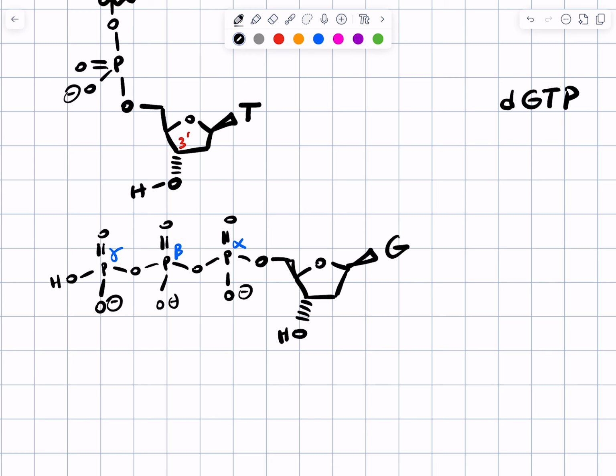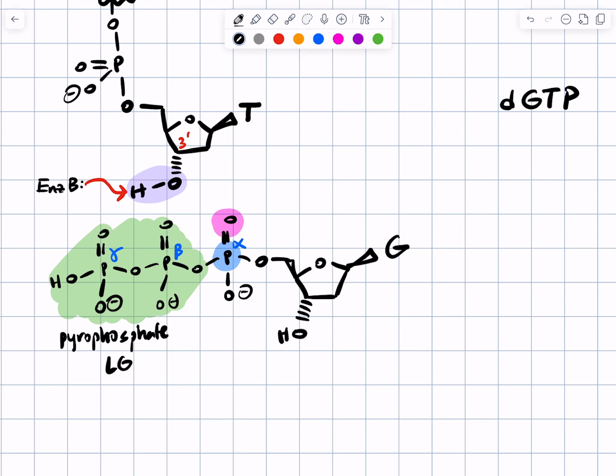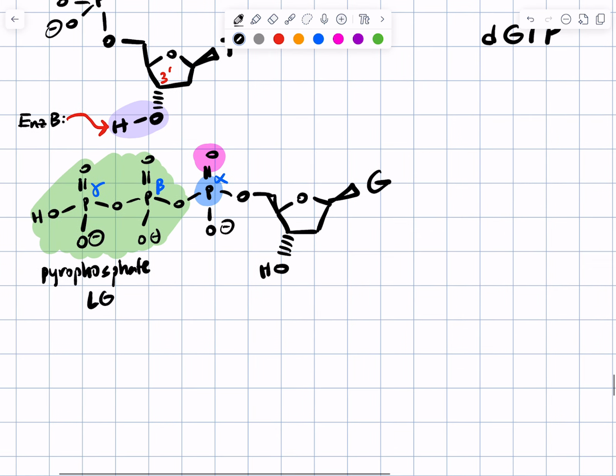What nature's going to do is a basic group from the enzyme is going to deprotonate the 3' hydroxyl, which will act as a nucleophile and attack the alpha phosphoryl group. That'll be the phosphorus, this is the phosphorus oxygen, and all of this over here is called the pyrophosphate leaving group. It's a good leaving group in its own right, and as you learned, it can be hydrolyzed spontaneously to two phosphates, and that makes it really energetically downhill.